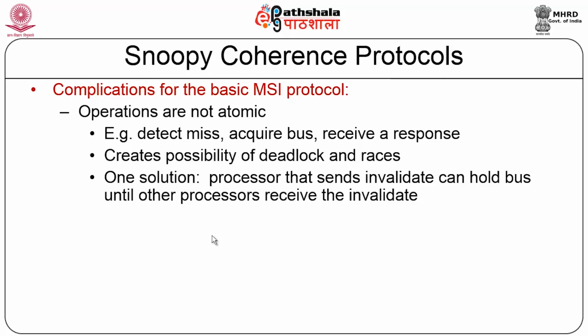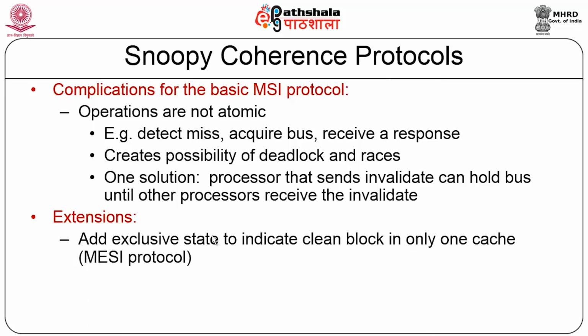For example, detecting the bus, acquiring the bus and receiving a response may not all be done atomically, which means this will create the possibility of deadlocks and races. So one solution is that the processor that sends the invalidate can hold the bus until other processors receive the invalidate. All these complications will have to be handled while you are implementing the snoop coherence protocol. Now in order to optimize this protocol, you can look at extensions to the snoop coherence protocol.